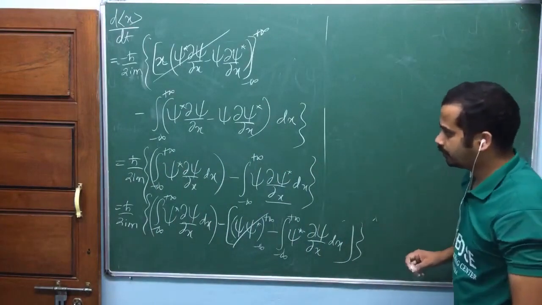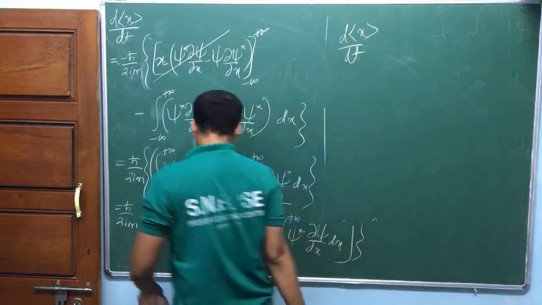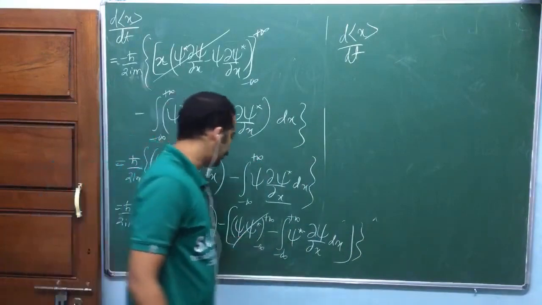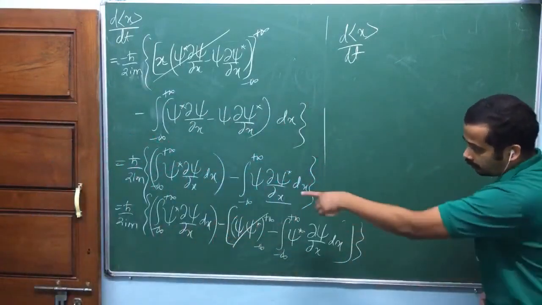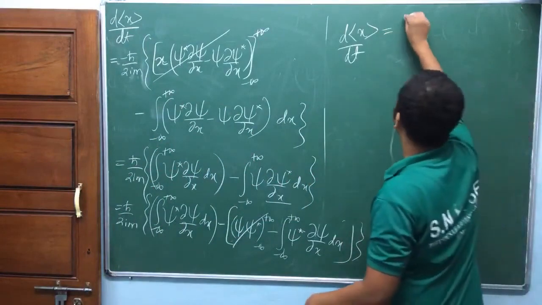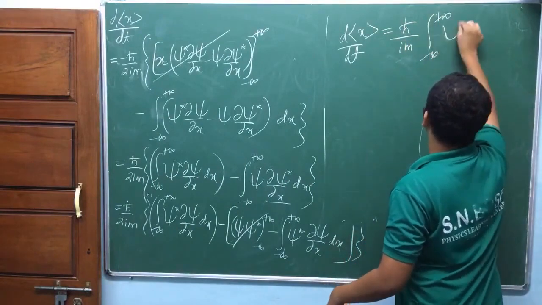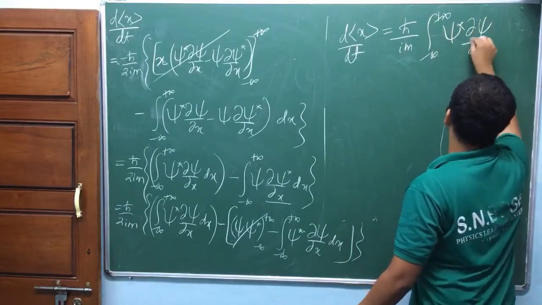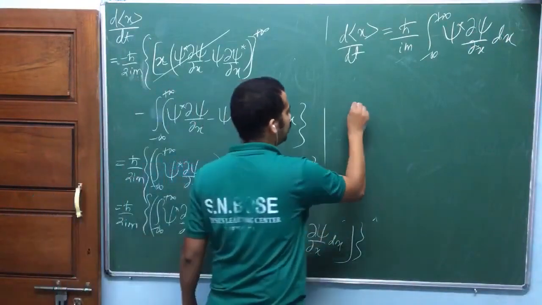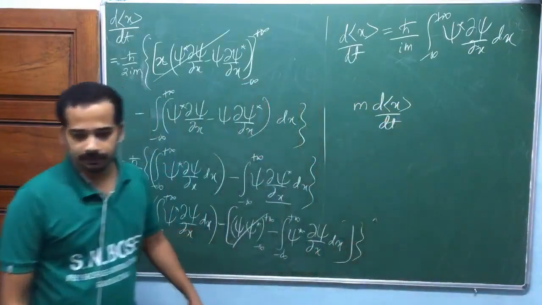I have to close this flower bracket so that, look at here, d expectation x by dt, this is twice, the same integral appeared here, negative negative positive will happen, okay? Same integral will appear here, so that is twice of the one integral, so that 2 will get cancelled, okay? H bar by i m, integral minus infinity to plus infinity, psi star dou psi by dou x into dx. Is that okay? What I do here is I'm going to multiply with mass.